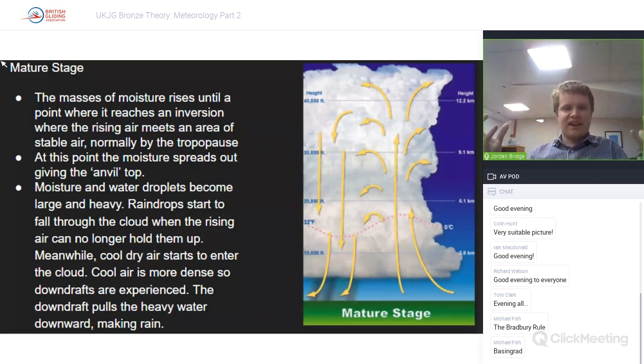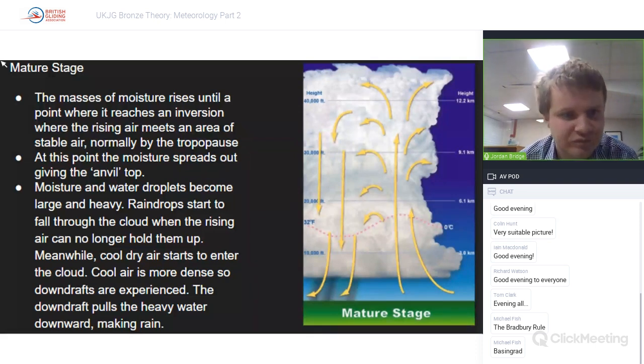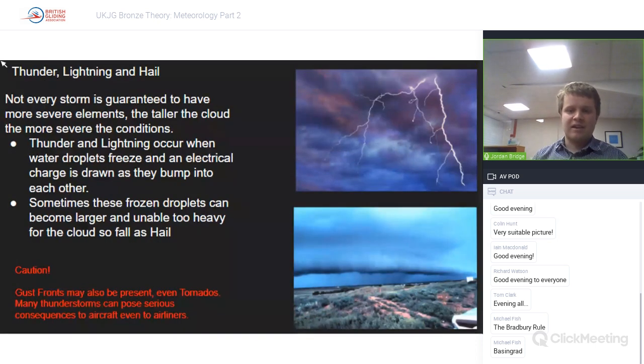That moisture stuck inside that cloud has now become really large and heavy, and raindrops start to fall through the clouds. Cool air also starts to enter the clouds, and you start getting downdrafts, and then we start getting bigger updrafts, and the whole thing starts bringing more and more energy in and throwing it out. Those downdrafts pull those heavy drops downwards and start to make rain. But as we well know, it does not just produce rain, it starts to produce thunder, lightning, and hail.